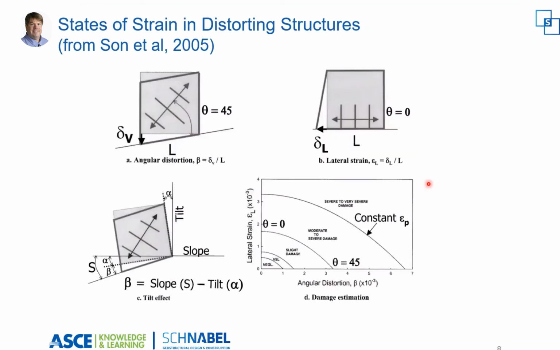These charts were developed by, I don't know who, but they show the angular distortion and lateral strain. If you go on this chart that was developed in this paper, you can see you want to be down in the negligible and very slight damage in the lower left corner. This is where you want your excavation to be.